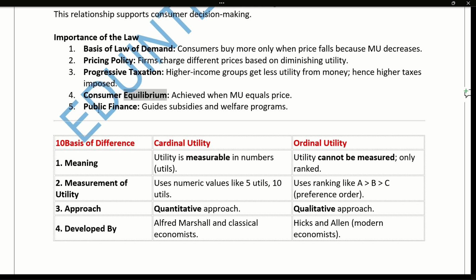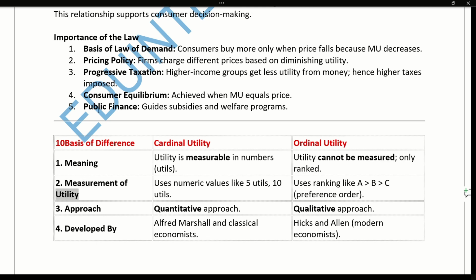Consumer equilibrium, achieved when MU equals price. Public finance, guides subsidies and welfare programs. 10 bases of difference. Cardinal utility. Ordinal utility. 1 meaning. Utility is measurable in numbers, utils. Utility cannot be measured, only ranked.